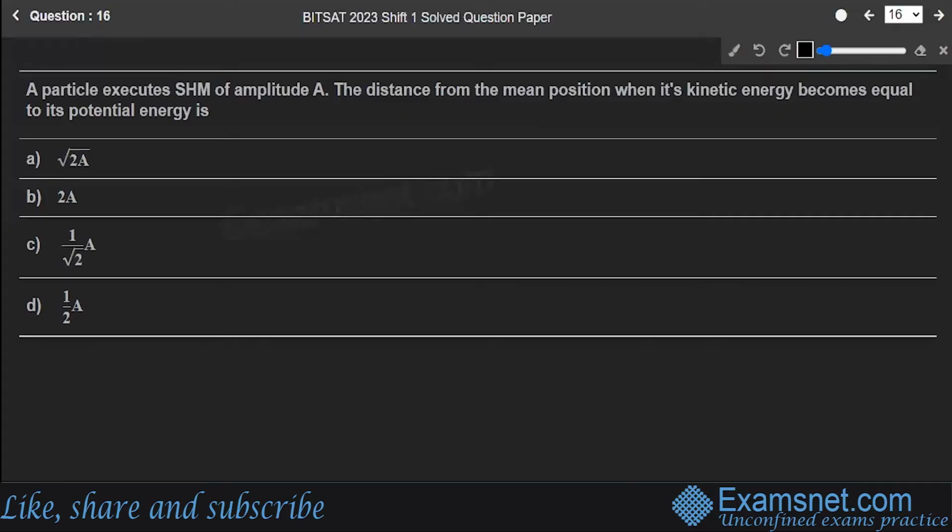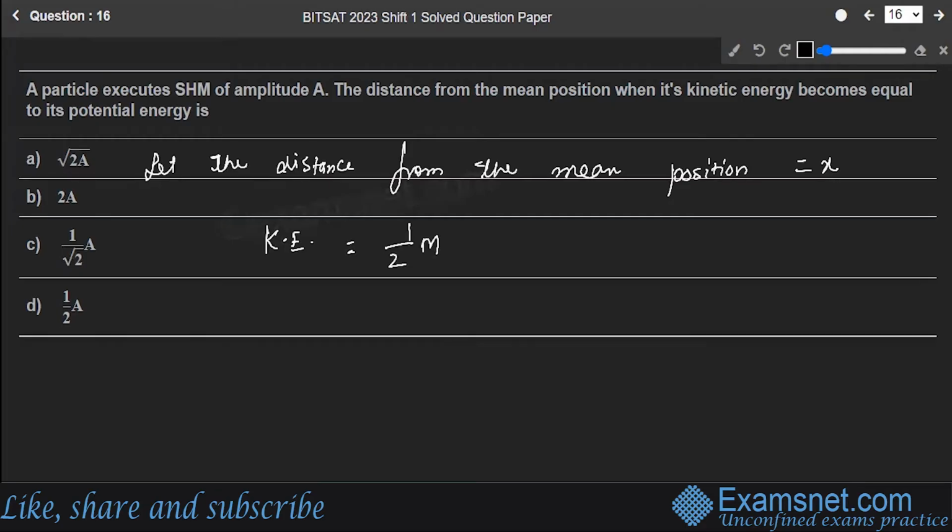Question number 16. A particle executes simple harmonic motion of amplitude A. The distance from the mean position when the kinetic energy becomes equal to the potential energy is. So first thing, let the distance from the mean position be x. In that case, what will be the kinetic energy? It is given by half mv square. It executes a simple harmonic motion, so I'll be taking half m omega square, a square minus x square. A is the amplitude and x is the distance from the mean position.